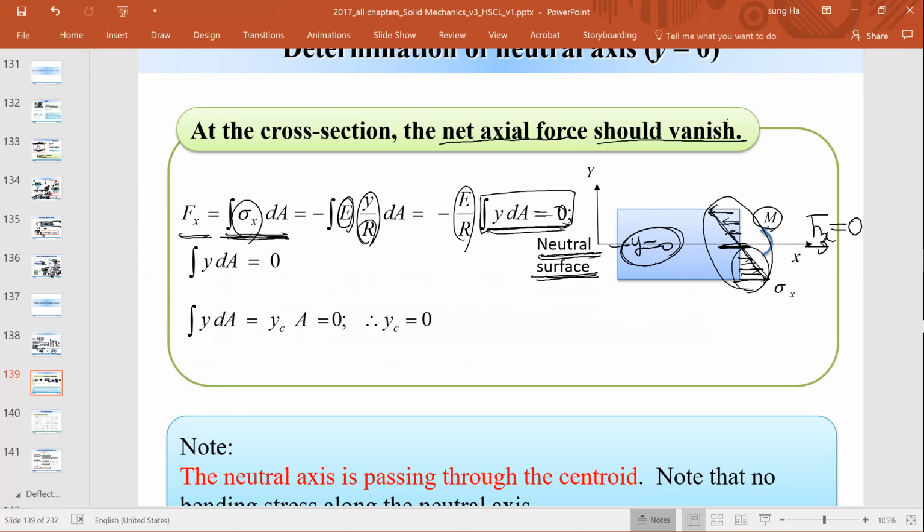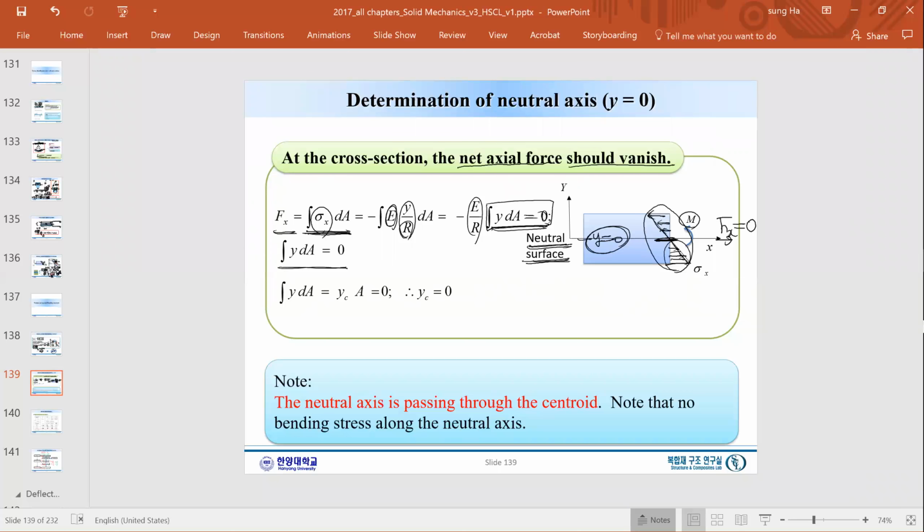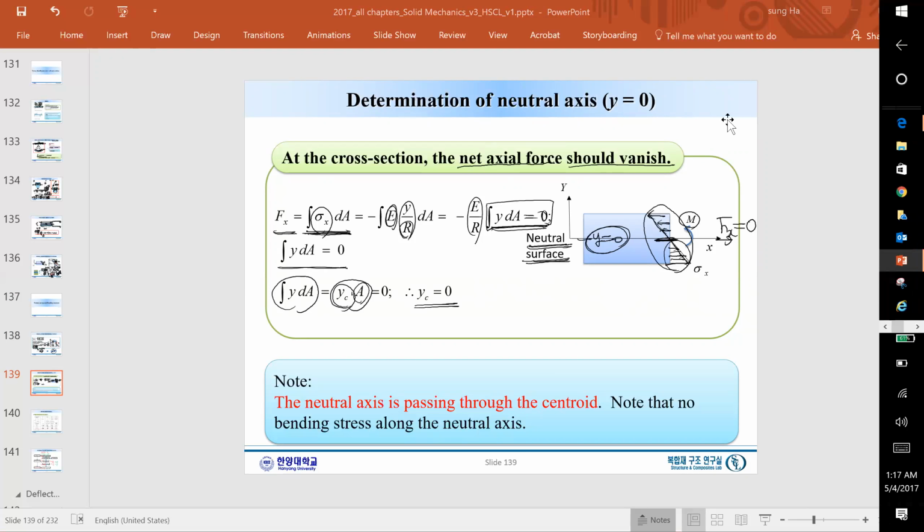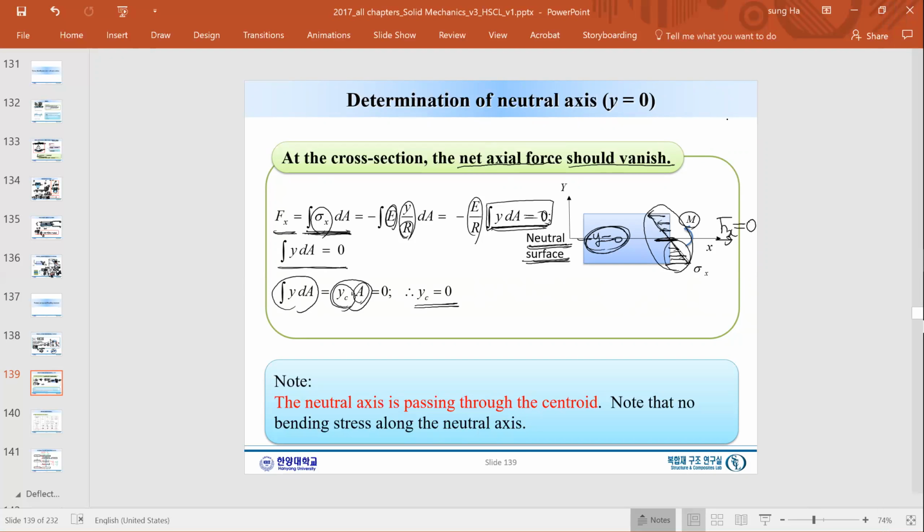Well, this is simply the definition of the center line, or centroid. So this is simply YC times A, where YC is the location of the centroid of the cross section A, and this has to be 0. So simply YC equals 0. What does it mean? The neutral axis should pass through the centroid.